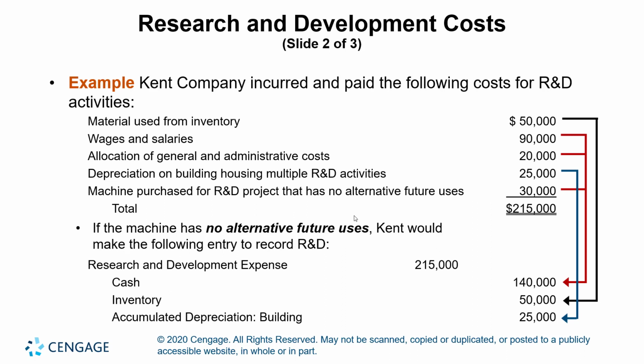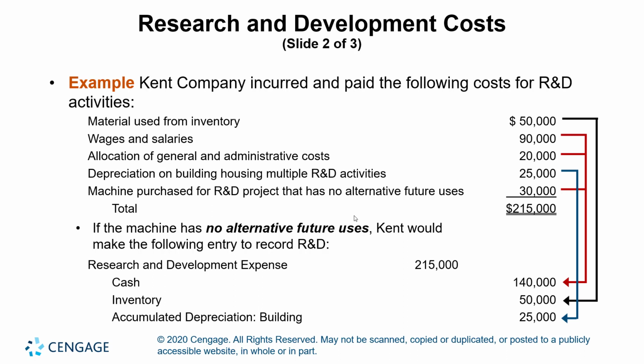Kent Company incurred and paid the following costs for R&D. Material used in inventory, $50,000. Salaries and wages, $90,000. Allocation of general admin costs, $20,000. Depreciation on the building and housing of multiple R&D activities, 25. Machine purchased for R&D project, no alternative future uses, 30.